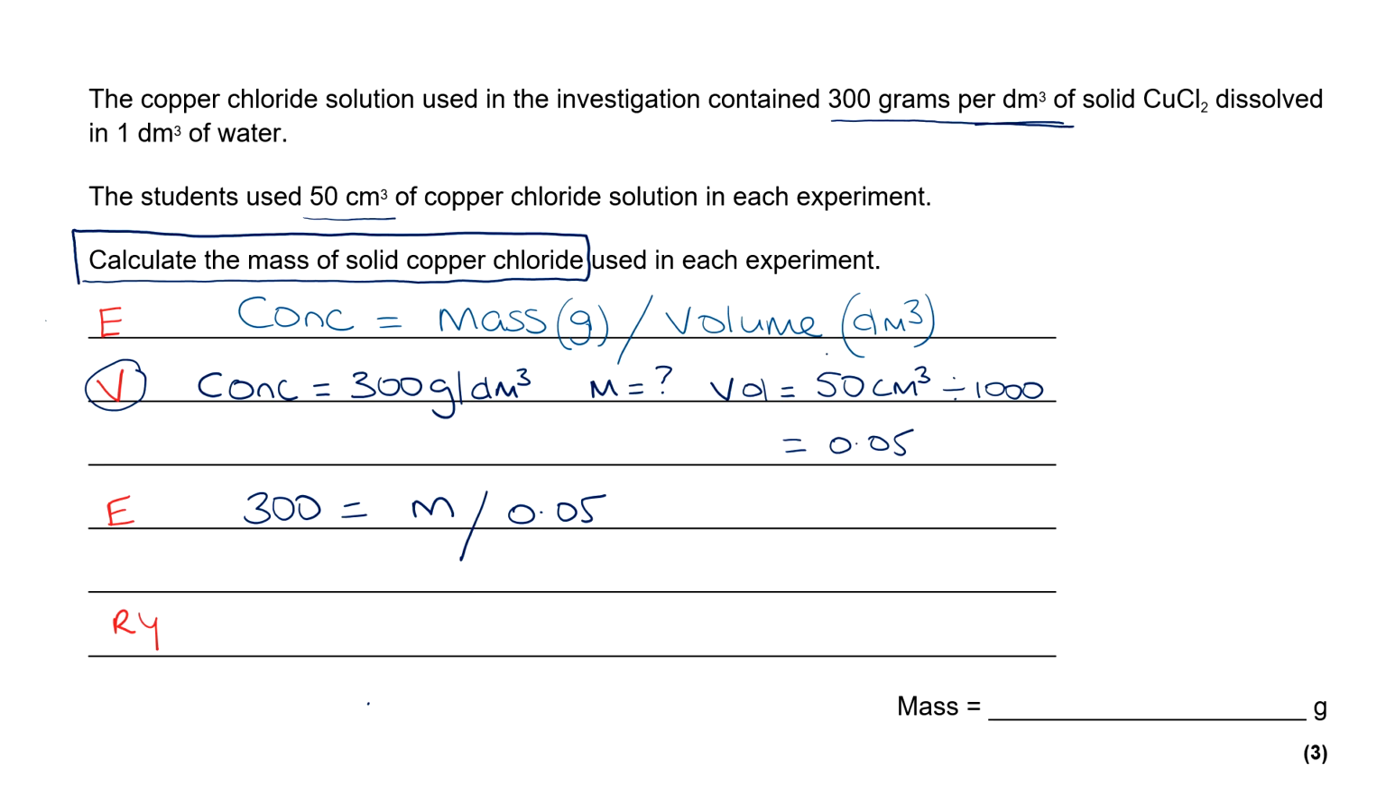Now, in order to make mass the subject of the equation, all we need to do to show this manipulation is that we can multiply by 0.05, effectively cancelling it out there. And of course, what we do to one side, we would do to the other side. So I'm going to rewrite this in a better format. So mass equals 300 times 0.05. Put that into your calculator, and the answer on the answer line is then 15 grams. Again, just make sure they've included the units, and if they haven't, make sure that you put in the correct units.